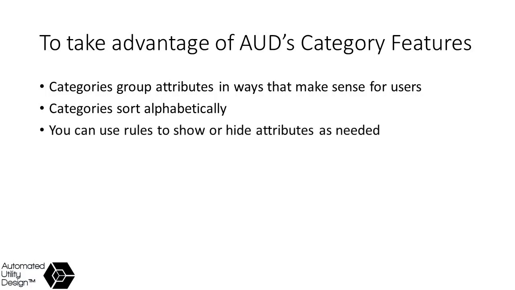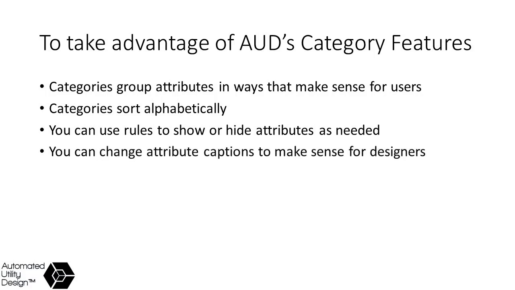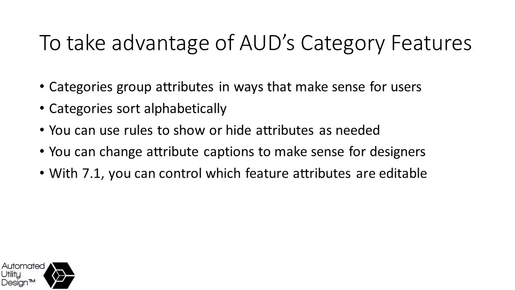You can create simple rules that show or hide attributes. This means that the interface will make more sense to designers and they'll only see relevant fields. You can fix attribute captions to use terms that make sense to your designers. And with the new 7.1 release, you can control which fields are editable so that designers won't inadvertently change values that they shouldn't change.